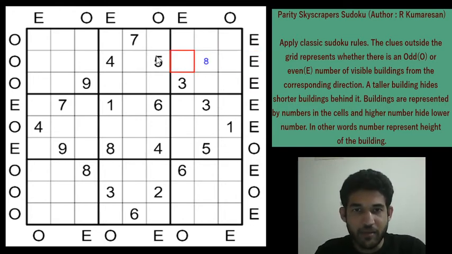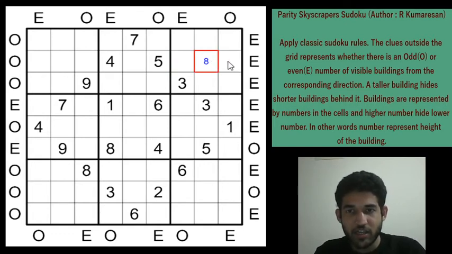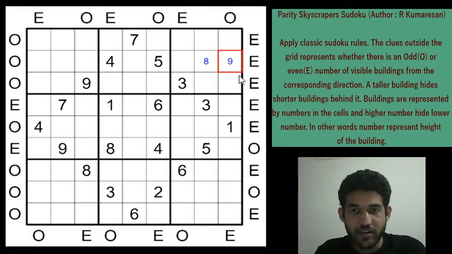The 9 must either be behind the 8 or in front of the 8 when you view from this direction, right? So let us see if 9 is in front of the 8. Then we will see only one building because 9 will hide all the other buildings. So the outside clue will be 1 and the parity will be odd, right? But we have an even parity.